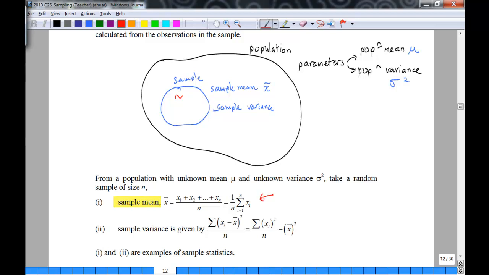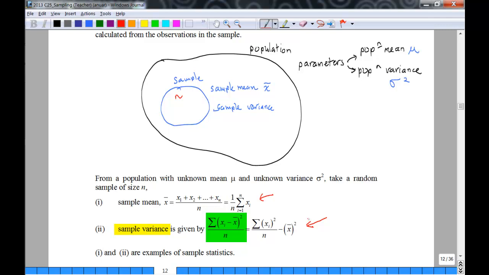Right. Now for the sample variance, it is a little bit more complicated, but not very difficult to understand. As you all know, standard deviation refers to the dispersion of the data around the mean. As you can see from the formula that I present here, the variance is given by the summation of the difference of every single value from the mean, squared. And this is divided by the sample size n.